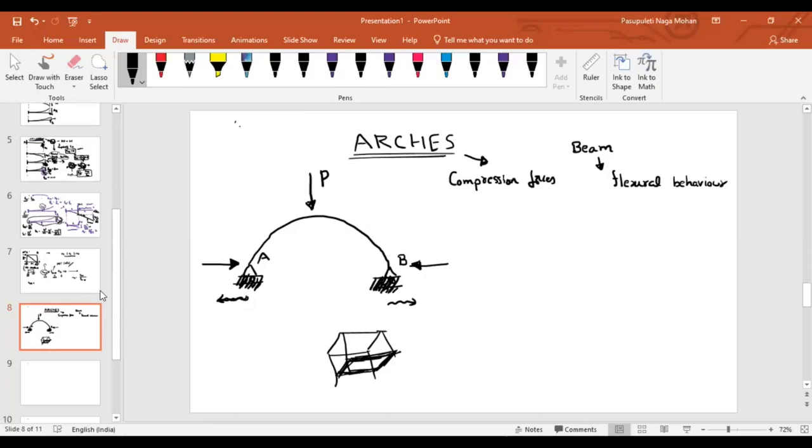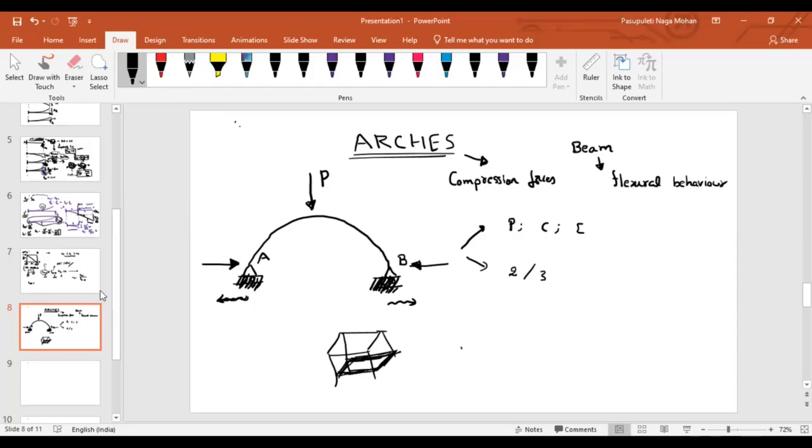We are not going to discuss any fundamentals of this, like the types of arch. Either they will be parabolic, circular, or elliptical. They can be of any shape, but they should be of a curvy shape actually. After that, you might see there will be 2-hinged arches and 3-hinged arches. We'll see what the indeterminacy of those arches is.